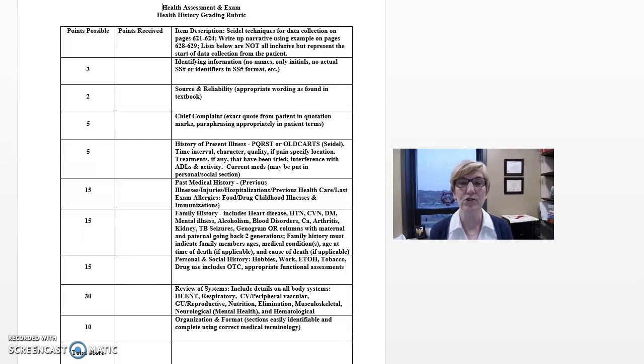As the interviewer, you should use the textbook pages 621 to 624 for help on data collection, and then write up the narrative of your findings using the example on pages 628 to 629. The lists of content on the rubric are not all inclusive, but represent the start of data collection from the patient. Please remember that the health history should not contain any physical examination data. Physical examination is not part of this assignment.